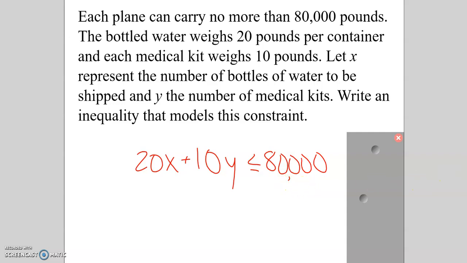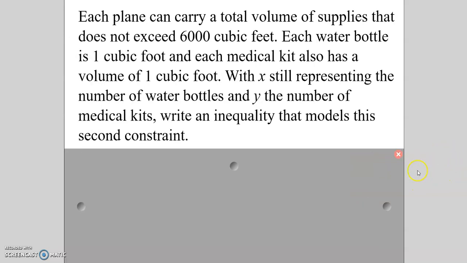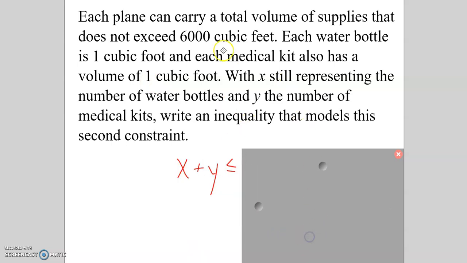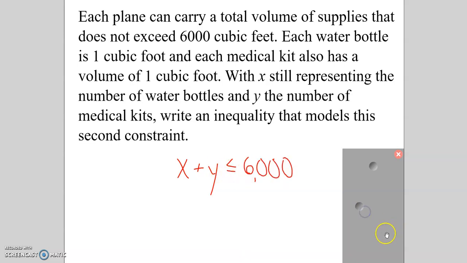However, there is another constraint because there is a limit to volume as well. Each plane can carry a total volume of supplies that does not exceed 6,000 cubic feet. Each water bottle is 1 cubic foot, and each med kit is also 1 cubic foot. So that's 1 times X and 1 times Y. When we add those together, they cannot exceed 6,000, so X plus Y is less than or equal to 6,000.